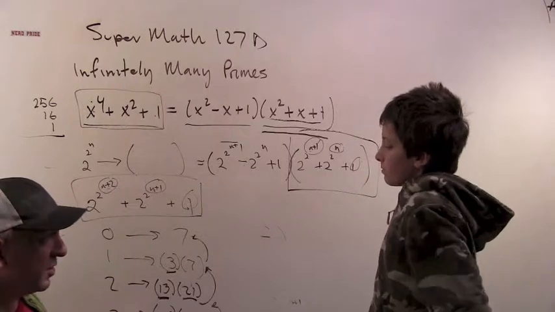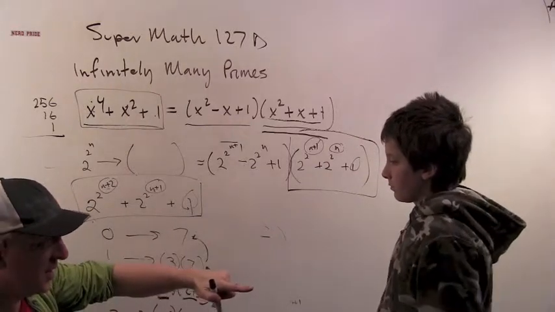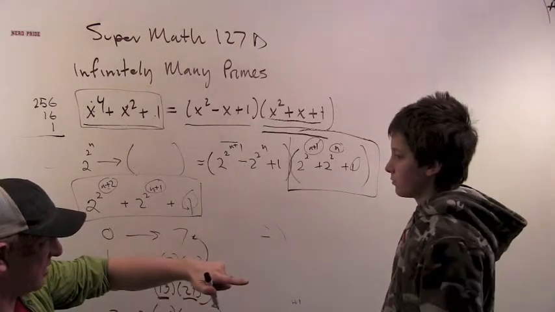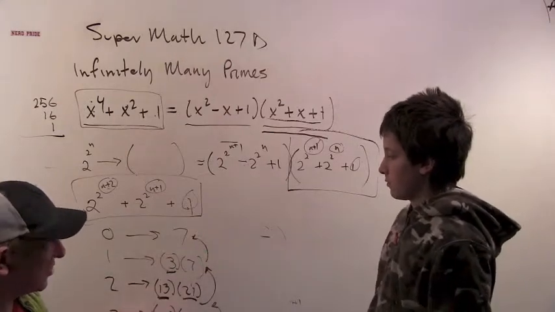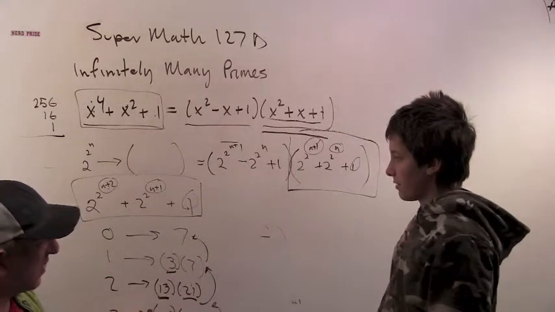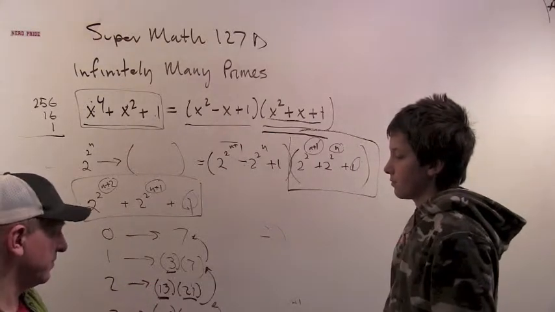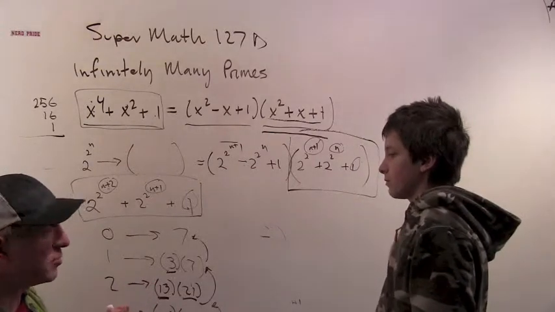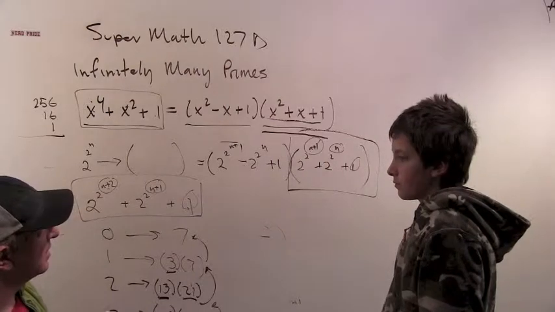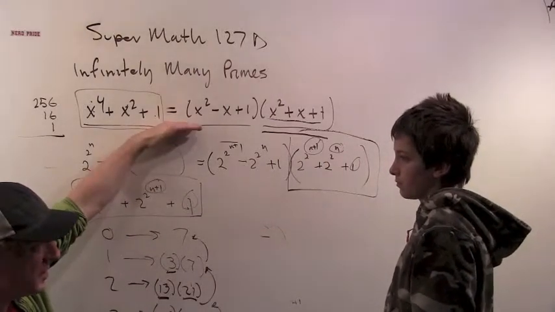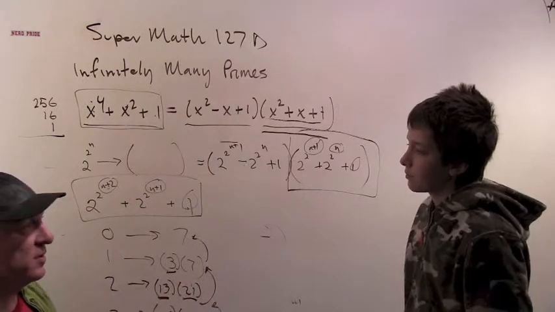You can put this into a computer, and as we saw on the Internet Sequence Database, the numbers get super big, super fast. I don't know if the number of primes gets super big, super fast, but just the numbers do. All right, that is very cool. That's a hard proof, definitely hard. But it's neat. It uses a lot of algebra, and it uses a lot of number theory.